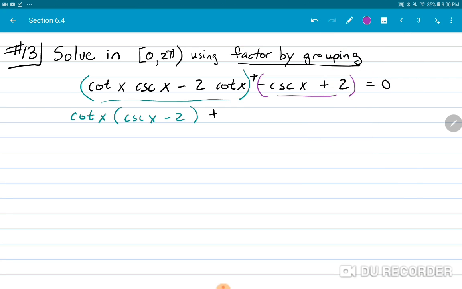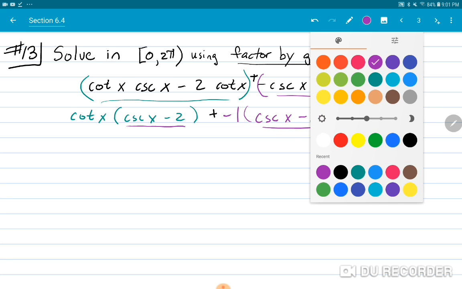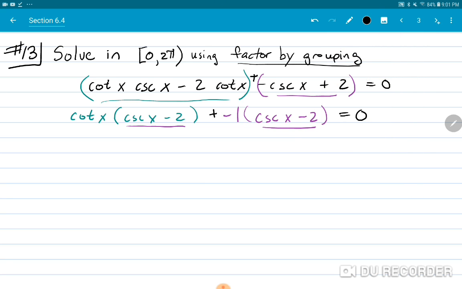Then looking at the purple group here, I want what's inside my parentheses to end up matching this. So it looks like I'm going to take out a -1. So if I take out a -1, that leaves me with cosecant x minus 2, which matches on the left. Success. So that equals 0.